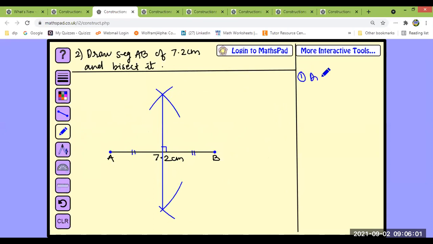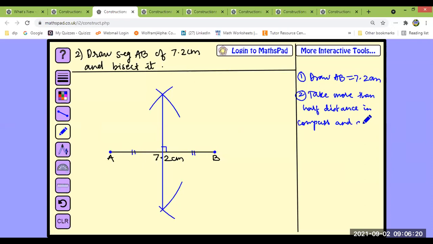First one, draw AB, which is equal to 7.2 centimeters. Then take more than half distance in compass, right? And draw arcs. We draw arcs on both the ends. Fine. So crossing out the arcs, you see we get 2 points.